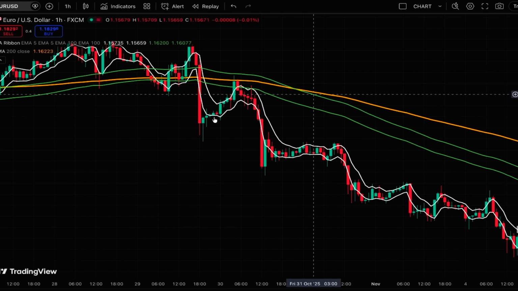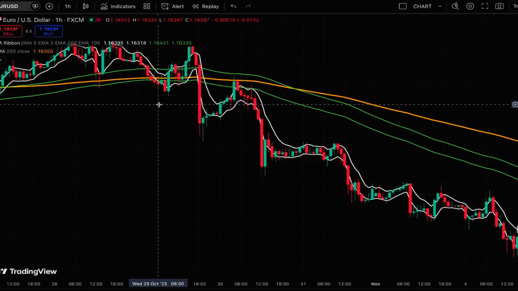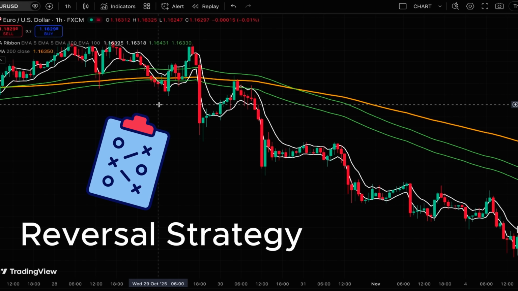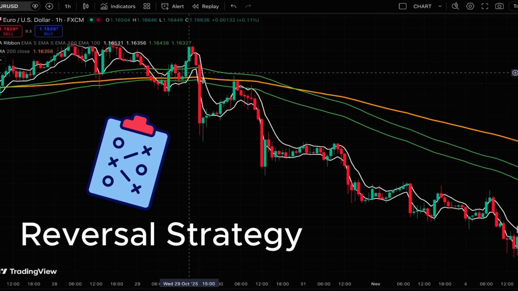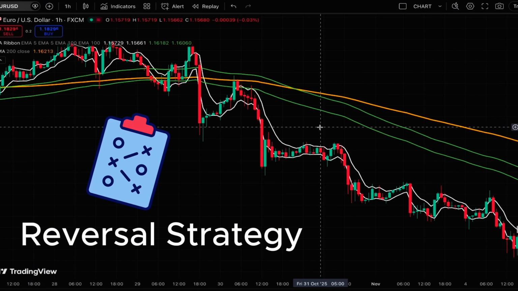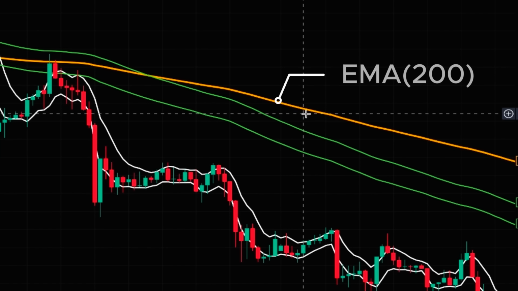Alright, let's see how we trade based on these EMAs. First of all, this is a reversal trading strategy, which means that we are trying to catch the starting of a new trend, and these EMAs with the settings that we made will help us to find the reversal points of the market. This orange line here is an EMA with length of 200, and we're going to use it for trend identification.